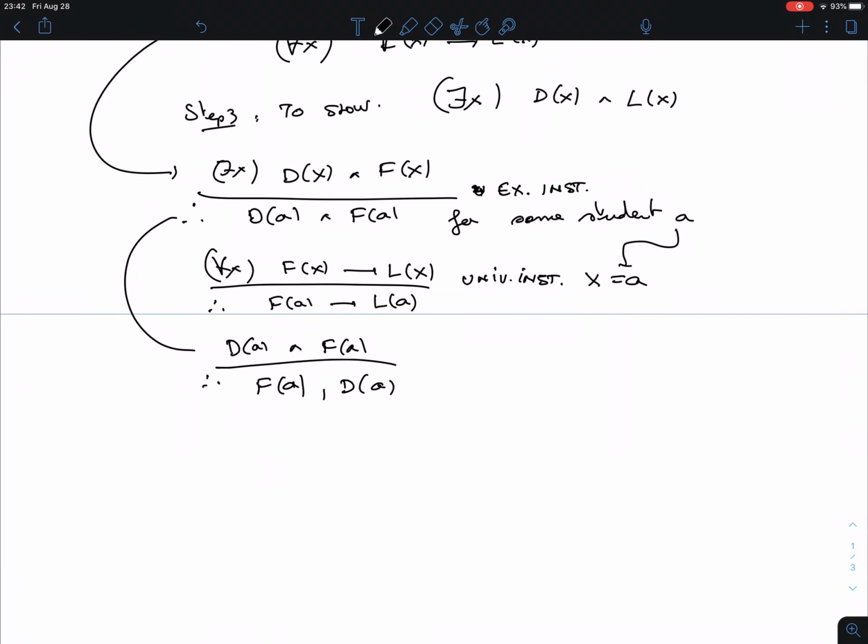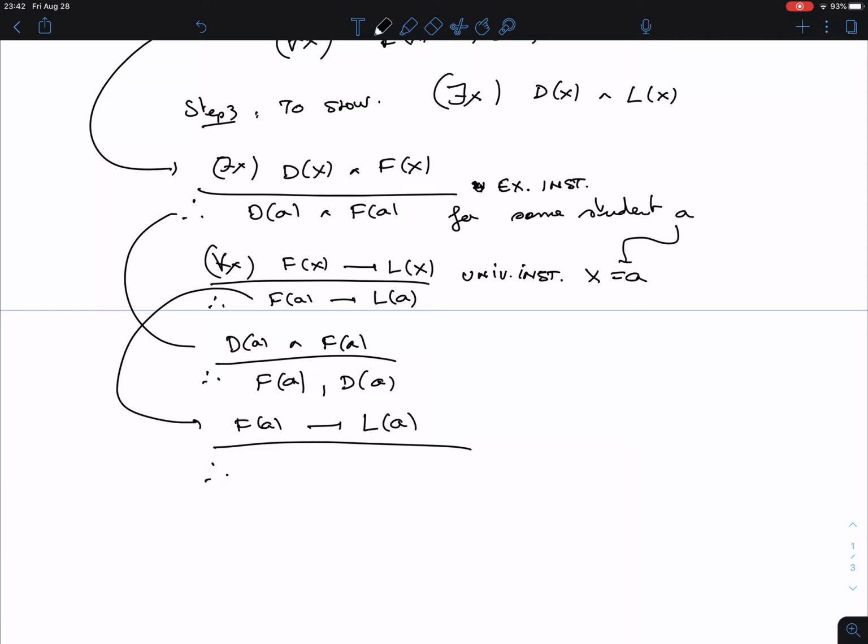Now that I have FA, this one is now also a truth. This is one of the things that I established. So, obviously I'm using these here. Using these two statements, I can use a modus ponens to conclude LA. So I'm getting close to what I want, right? This is what I want.